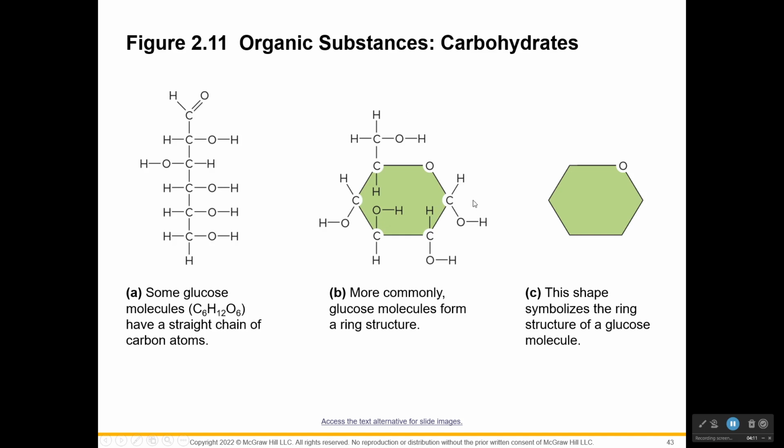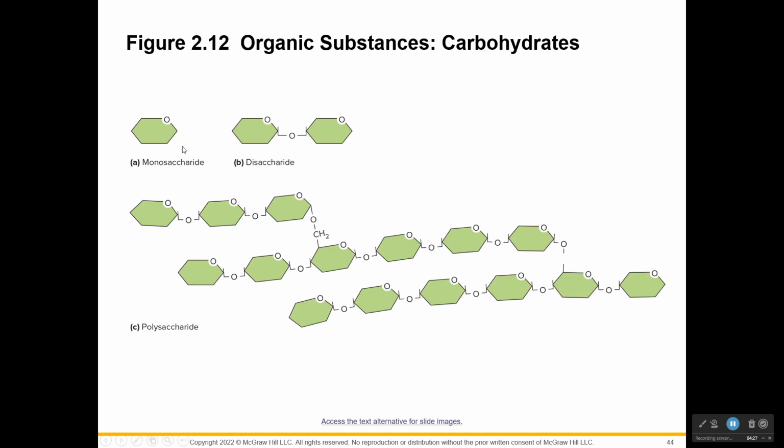And this is a lot to write. Organic chemists get tired of writing all the letters, and so they shorten it to this, where every corner here is a carbon, and then a carbon would be stuck up here. So this is a ring of sugar, and that would be a monosaccharide. This is a disaccharide. Here's this bond between the 2 monosaccharides, and then this is a polysaccharide, many monosaccharides.